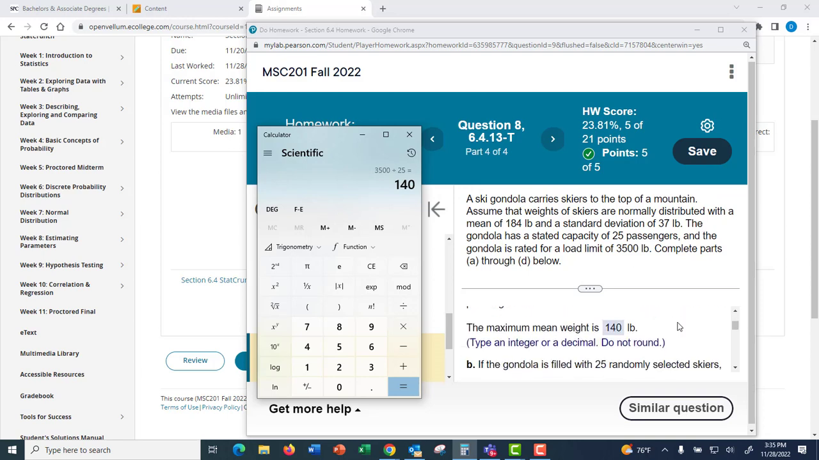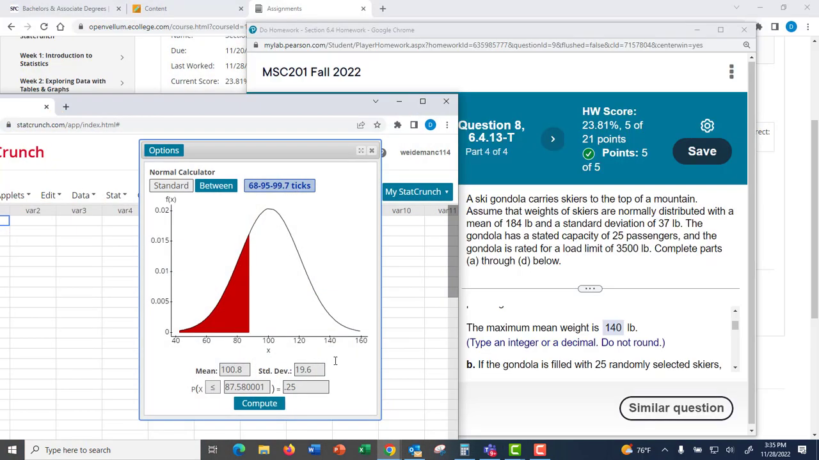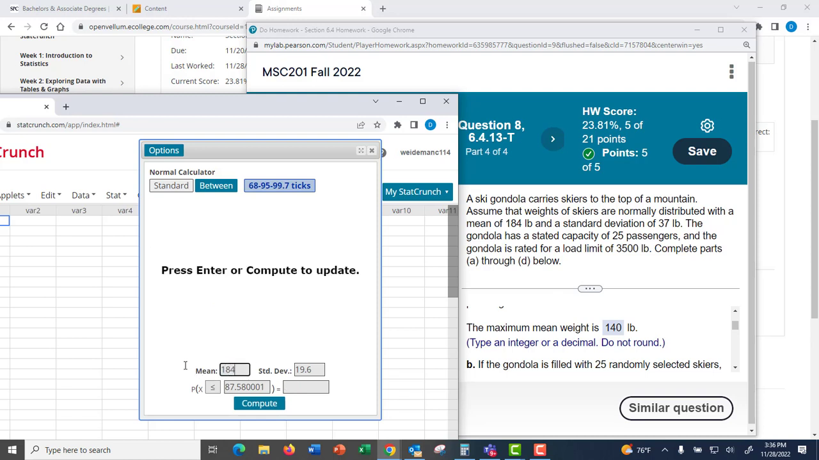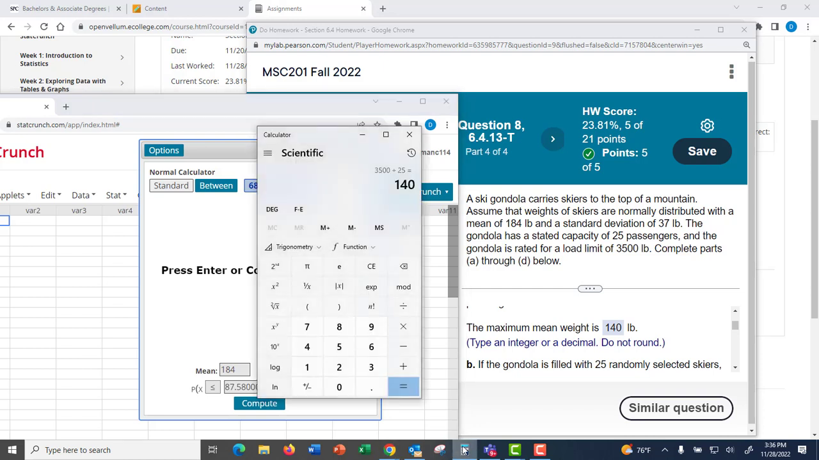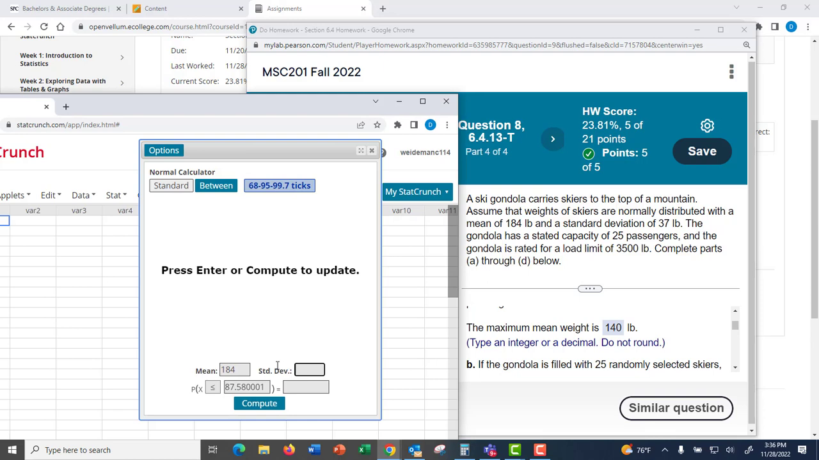So now the question is, if there's 25 passengers on there, what's the probability that that mean weight exceeds 140 pounds? Now, whenever you're dealing with a sample, you have to adjust your standard deviation by dividing by the square root of the sample size. So when I go to my tool, let's get our StatCrunch tool up. And I'm going to put my mean in. So my mean weight here was 184 pounds. Now, instead of putting in 37, I'm going to, on my calculator, take 37 and divide by the square root of 25, which we know is 5. So I'm just going to divide this by 5. And my standard deviation is now 7.4 rather than 37 because I have a sample of 25.